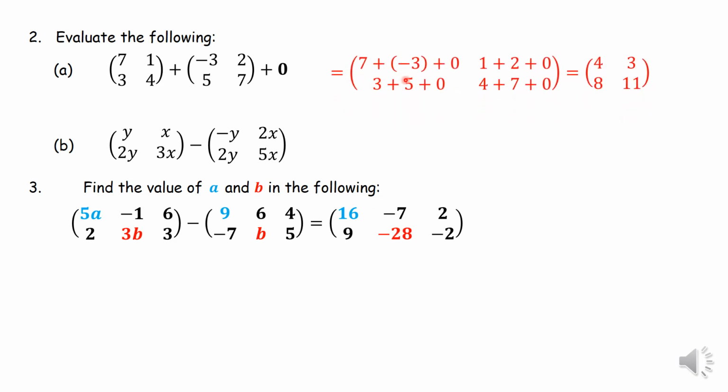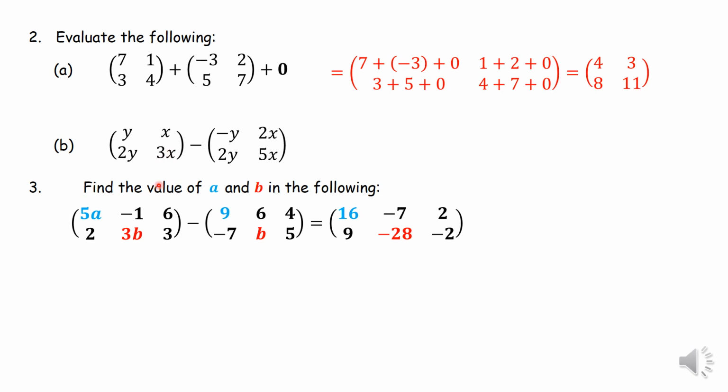Right, so in the first instance, what I did is I said 7 plus negative 3 plus 0. So I put 0 there, but you can obviously leave it out. Again, 1 plus 2 plus 0. Then I have 3 plus 5 plus 0 and 4 plus 7 plus 0. You should get 4, 3, 8, 11. Again, as I said, pause the video and try to solve these questions yourself.